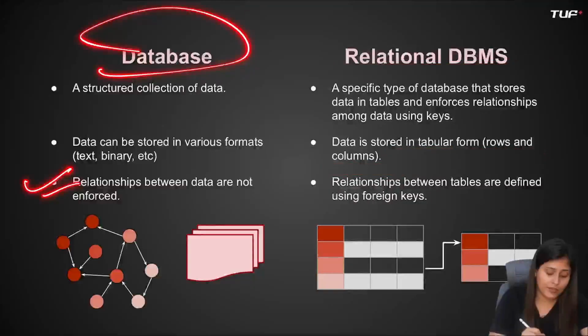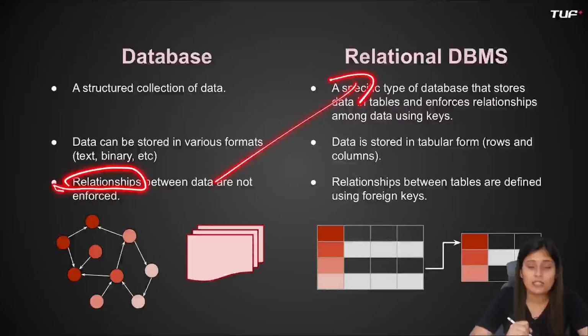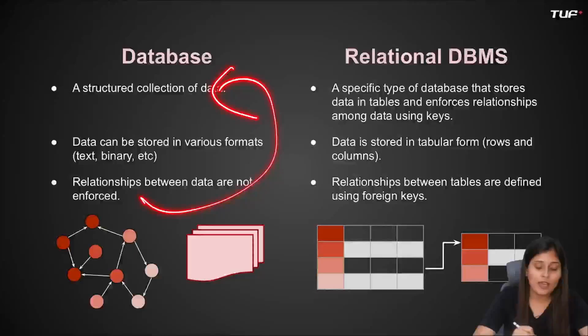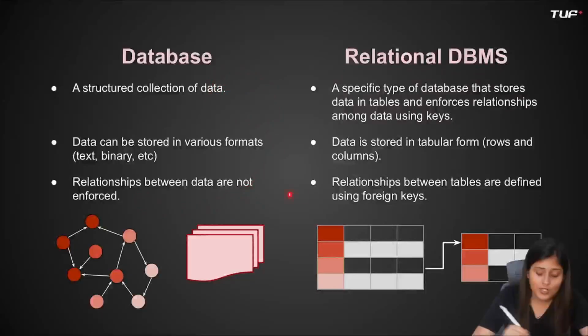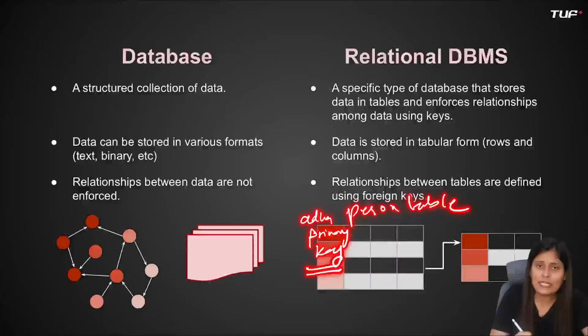In a database, relationships between data are not enforced. That is why it's a database and not a relational database. But adding the relationship property in the database makes it a relational database. Relationships between tables are defined using foreign keys. How? Let's suppose we have a person table, and in this you have Aadhaar ID as primary key. We know that a primary key uniquely identifies the instance and it cannot be duplicate, right? Or it cannot be null also.